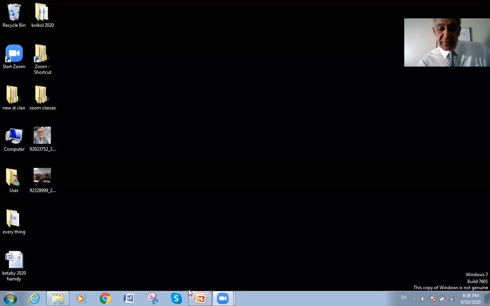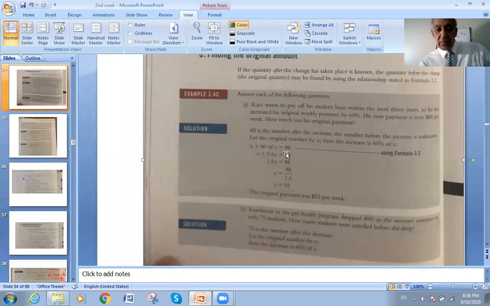Okay, guys, let's go now to this example, which I will demonstrate to you. This one here is another idea of the percentage applications. Let me share the screen so it will be clear for everyone. Okay, here we go.